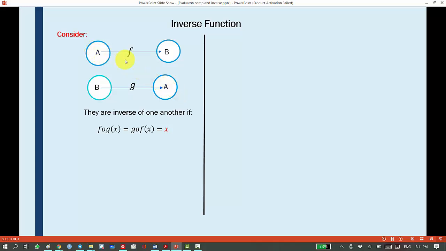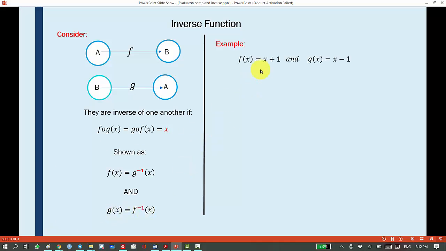That means, for example, f is defined from A to B, g is defined from B to A. Second, the composition of both functions, f and g, and g and f, should be x. If these two conditions are satisfied, the two functions are inverse and are shown as follows. f is equal to g minus 1 of x, which means that f is the inverse of g, and g is equal to f minus 1 of x. In other words, g is the inverse of f.